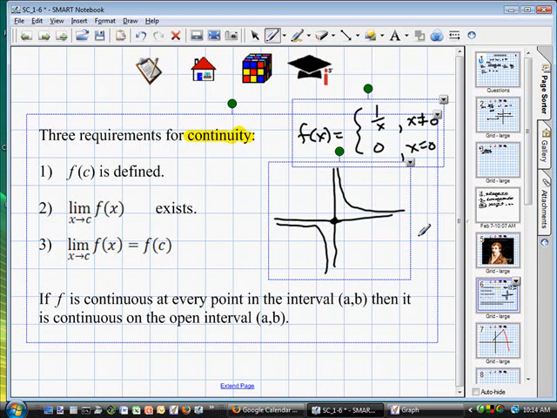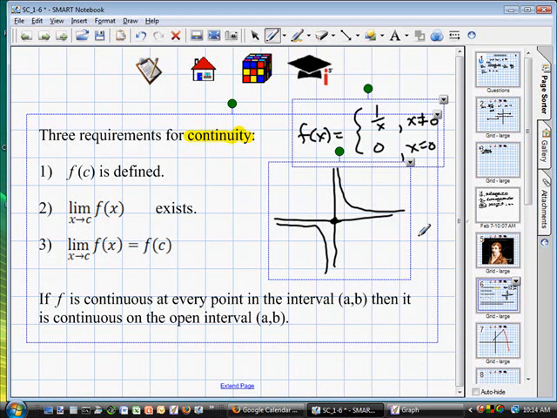Okay. Now let's look at the rules. So this thing jumps around and is in pieces. So guess what? We got a continuity problem. Here are the 3 requirements for continuity. If I want to know if it's continuous at point c, you have to have the function defined there. You can't have it undefined. Well, I've gotten around that by doing this.